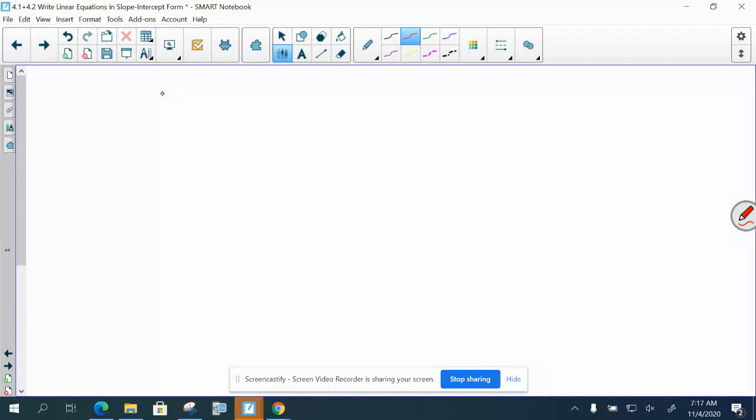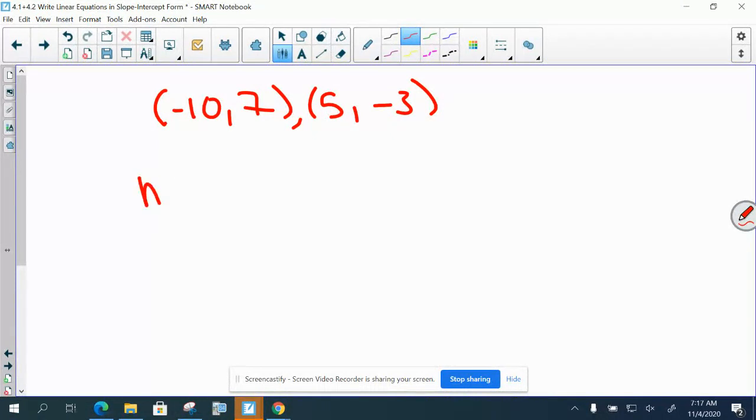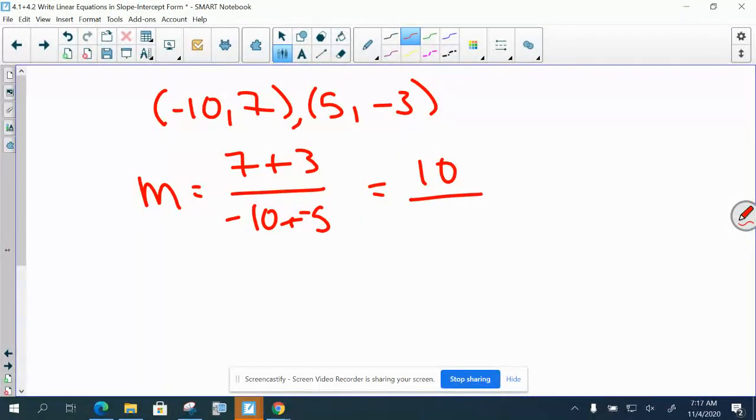Let's do this one here. So you've got 2 points, negative 10, 7, and 5, negative 3. The first thing you would need to do here would be to find the slope, since you're not given the slope. So I'm going to do 7 minus negative 3, which is plus 3, and then negative 10 minus 5, which becomes plus minus. So this would be 10 over negative 15, which simplifies to negative 2/3. So negative 2/3 would be the slope.